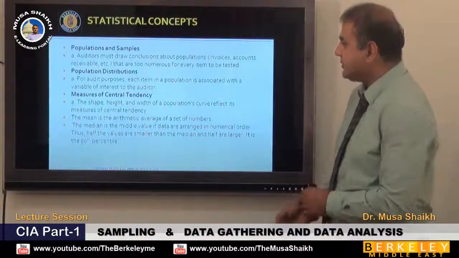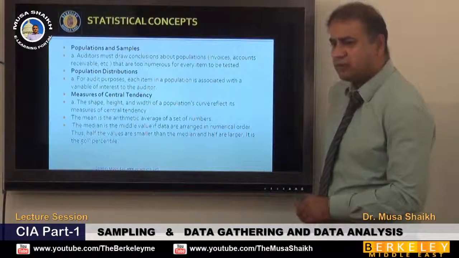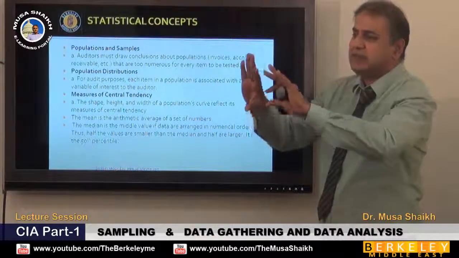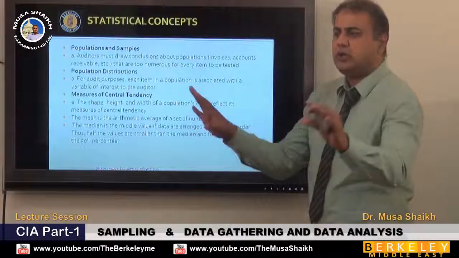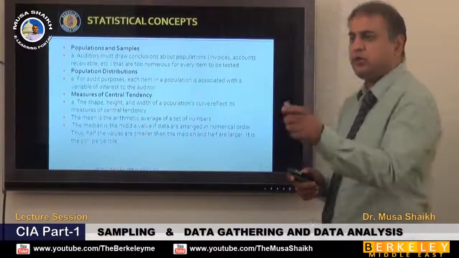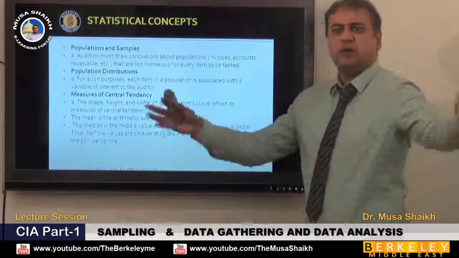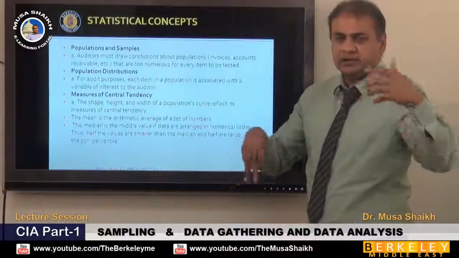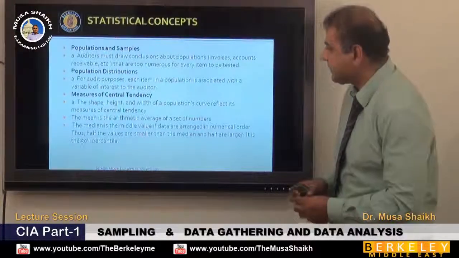Let's start the discussion. Auditor must draw conclusions about the population. What is population? Population means the total set of information and records. All records are the population. In statistical terms we use population. If you are talking about a country's population, then this is full, all men, women, babies, old, young. So this is the population.